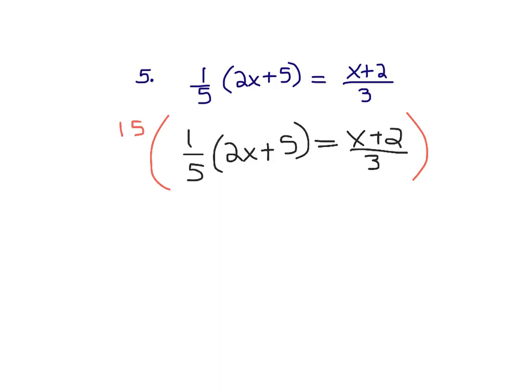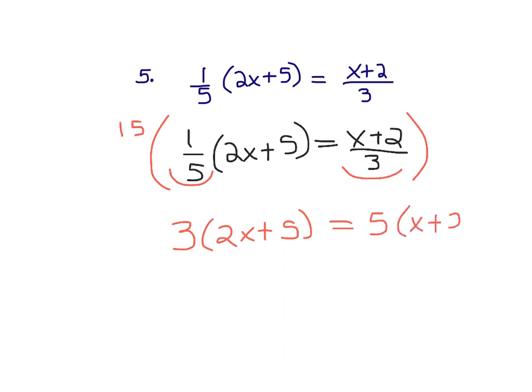Now, notice that over here, this is being multiplied together. So I do not need to multiply what's in the parentheses. The only thing I'm going to multiply by the 15 is the 1/5. So this would give me 3, and then the 2x plus 5. And then over here, when I multiply this side by the 15, I'm left with 5, x plus 2.